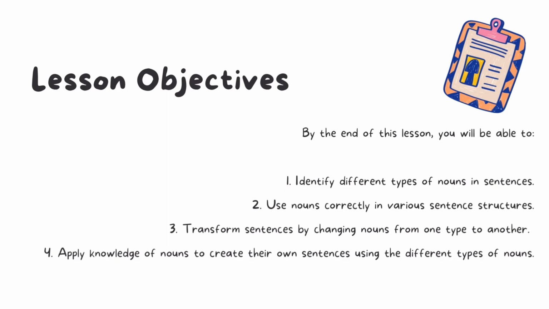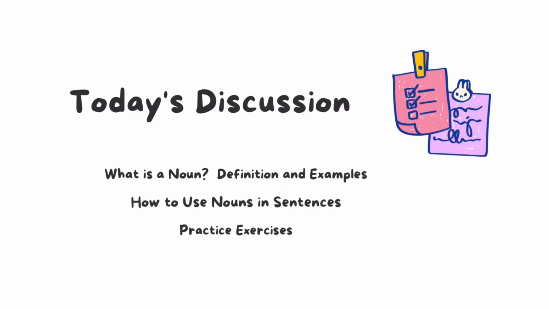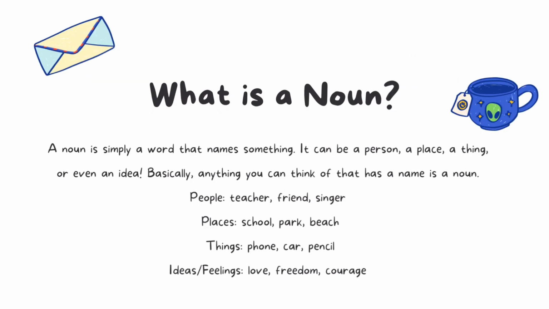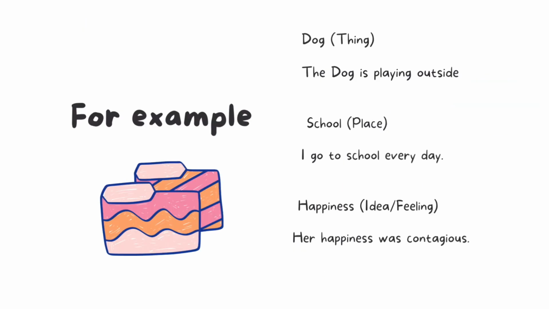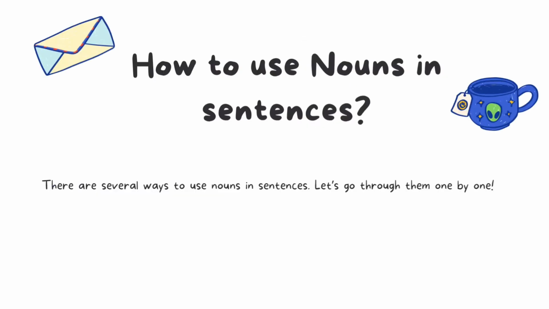Ready? Let's get started. Today's lesson is all about nouns. A noun is a word that represents a person, place, thing, or idea. Nouns are the building blocks of sentences, and they help us identify what we are talking about. They can be used in many different ways, depending on the role they play in a sentence. We're going to explore a few ways that nouns can be used, and I'll share some examples to make it easy to understand. First, let's talk about nouns as the subject of a sentence.